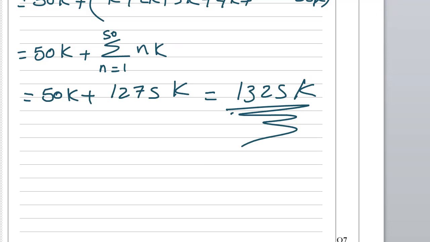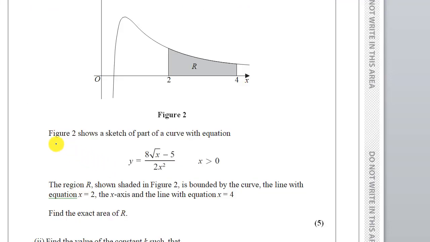Okay, let us go ahead to another. Figure 2 shows a sketch of part of the curve with equation y equal to 8 square root of x minus 5 divided by 2 x squared, x bigger than 0. The region R shown shaded in figure 2 is bounded by the curve, the line with equation x equal to 2, the x-axis, and the line with equation x equal to 4. Find the exact area of R.